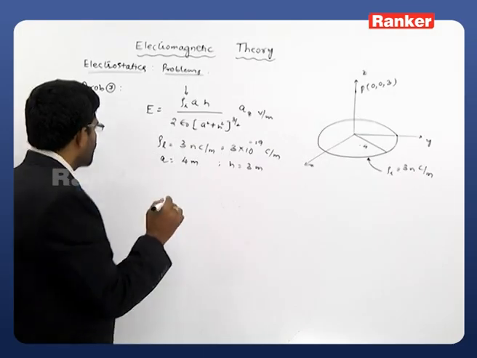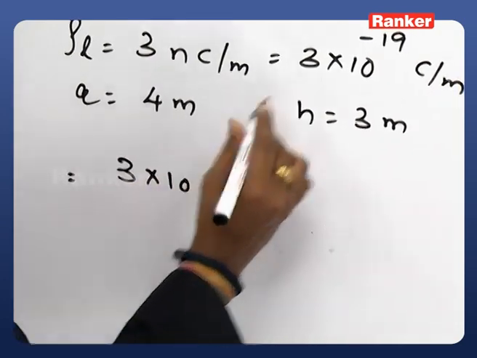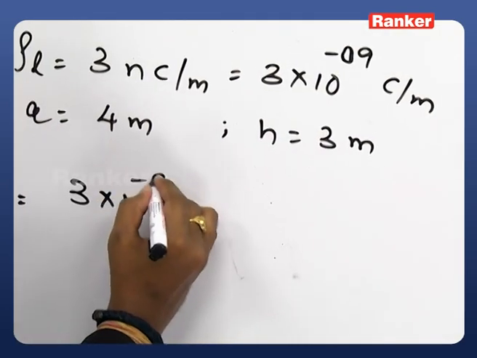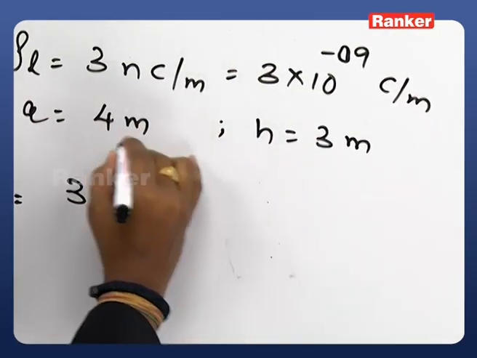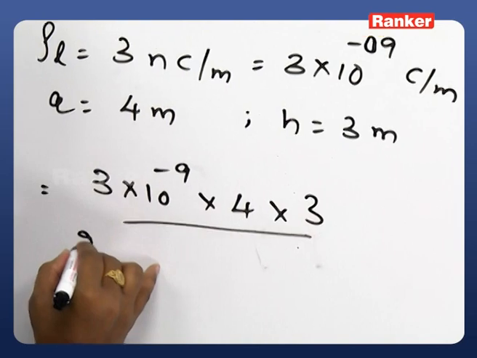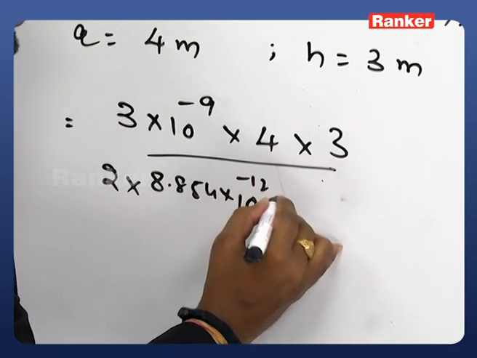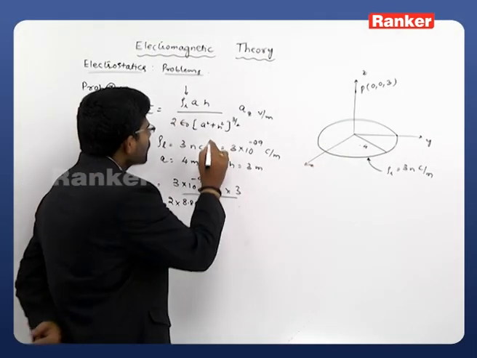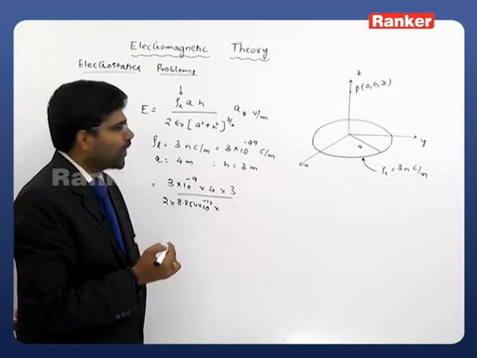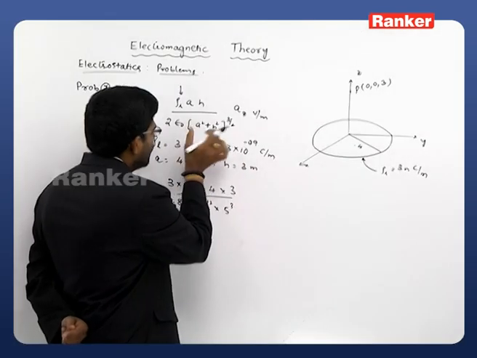So substitute all these parameters here. Then the electric field intensity equals rho L, which is 3 into 10 power minus 9, since it is nanocoulomb, into A, which is 4 meter, and height is 3 meter, divided by 2 into our epsilon naught, which is 8.854 into 10 power minus 12. Then A square plus H square is 4 square plus 3 square, so 25. Power 3 by 2: under root 25 is 5, so 5 cube is what we get instead of this entire term.